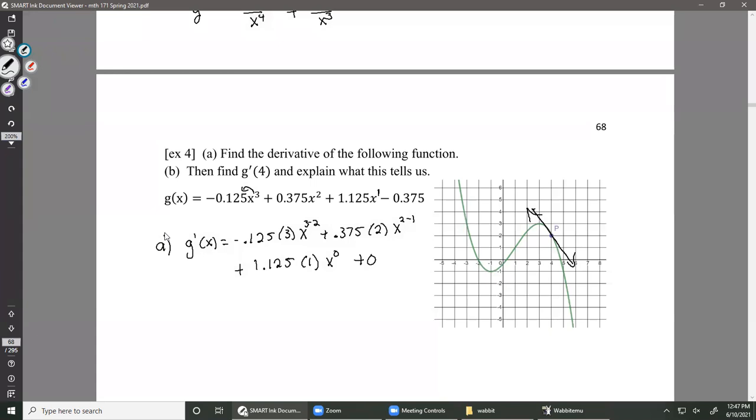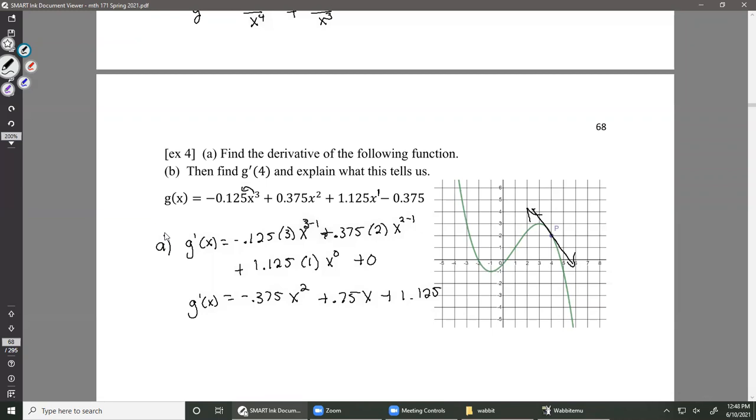If I simplify this and write this a little bit nicer, I get g prime of x is equal to negative 0.375. I don't know why I wrote a minus 2. That should be minus 1 up here. Squared plus 0.75 x plus 1.125. So x to the 0 just becomes 1. So that is our derivative.